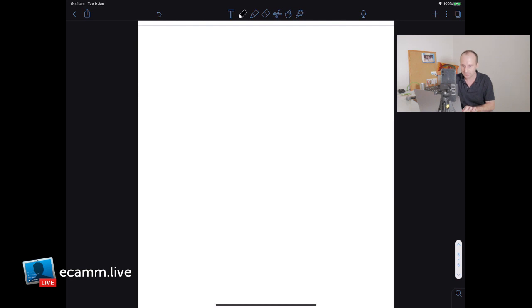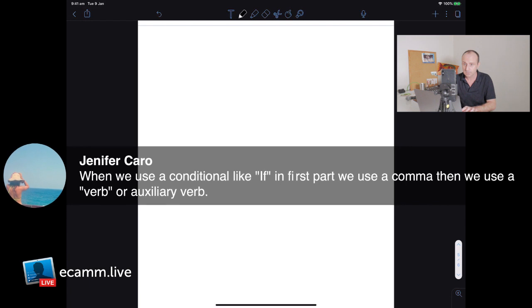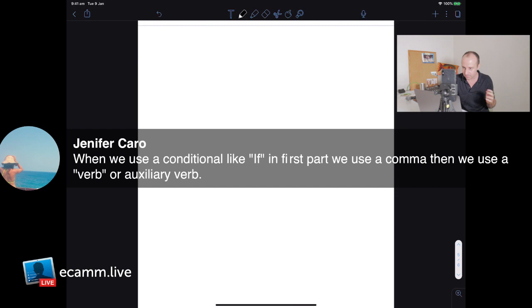Oh, we have a question. Hopefully I understand the question. When we use a conditional like if, in the first part we use a comma, then we use a verb or auxiliary verb. Yes, that's right. If is first, you're in conditionals, you want a comma in between them, right? Usually there's a subject.